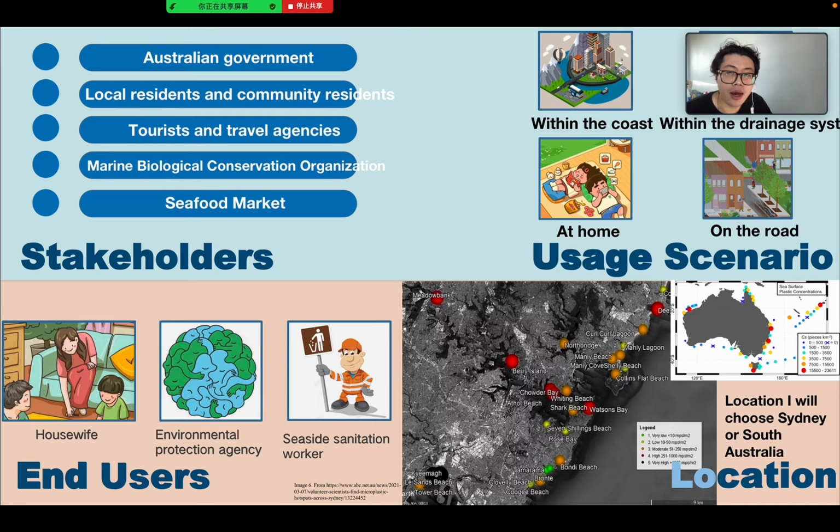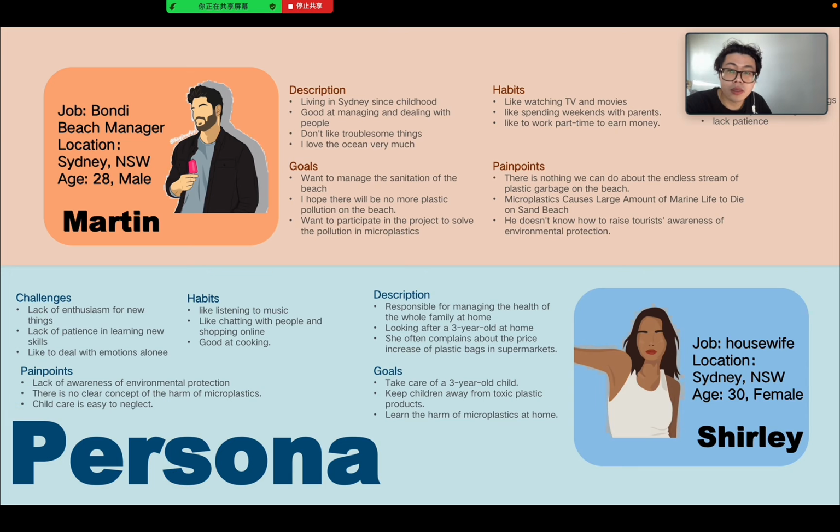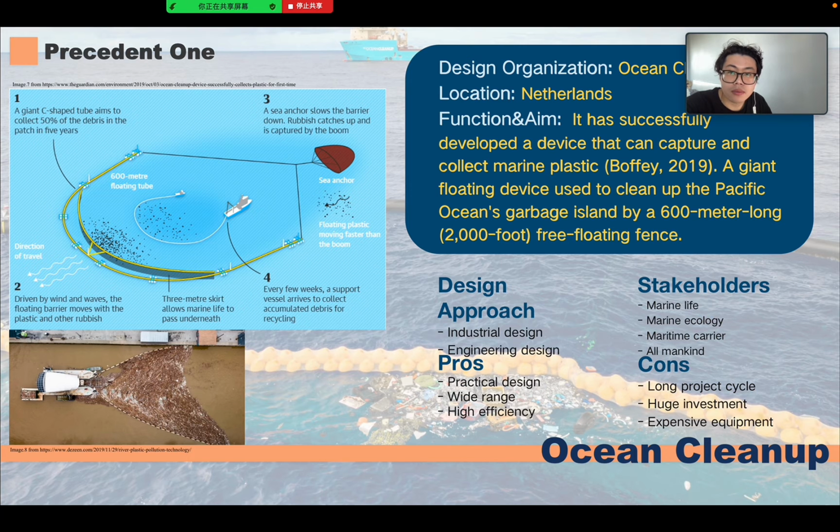The next is my sketch holder, user scenario, and user and location. I will choose Sydney or South Australia. And it is my persona. Let's move to the precedent one. It is a successfully developed device that can capture and collect marine plastic.